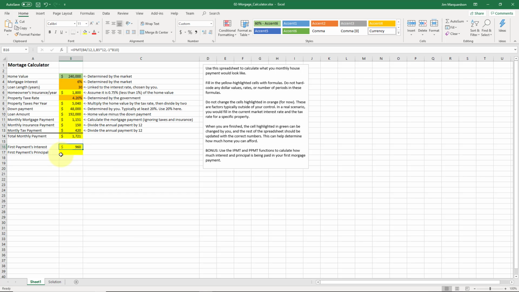that makes more sense. So what this value is saying is that the first month, out of that $1,151, $960 of that is interest. That's basically profit going to the bank. That makes the bank very happy. I'm going to copy and paste this so I don't make that error again. If I paste this, it's going to give me the exact same value. But I can change this to the PPMT function. It takes the exact same arguments.